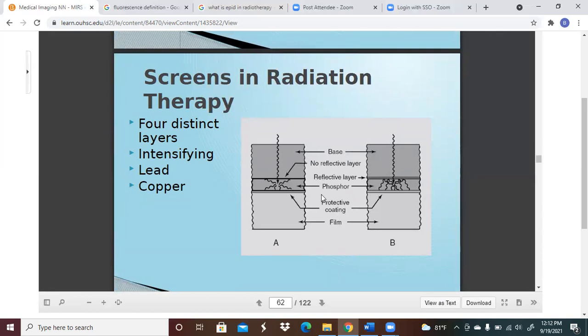So the screens in radiation therapy, you've got 4 distinct layers. You've got the intensifying layer, you've got lead, and you've got copper. And you can see the film here. You've got the protective coating, you've got the phosphor, the reflective layer, and then you've got the base.